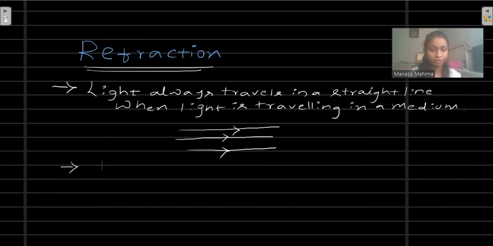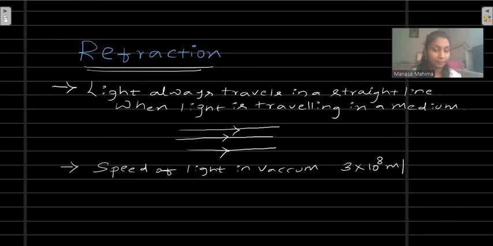Then we know the speed of light, right? The speed of light in vacuum. What do you mean by that? Vacuum, where there is no air, nothing. You will see nothing there, only an empty space. The speed of light in that case will be equal to 3 into 10 power 8 meter per second.